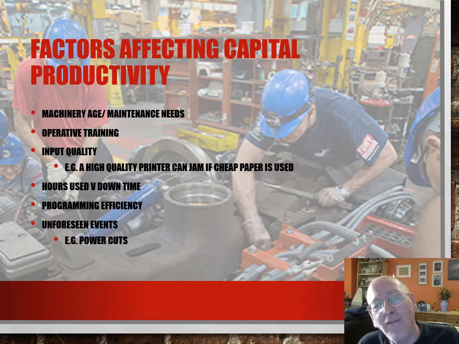If we look at the factors affecting capital productivity, well, one is obviously going to be the type of capital that you are working with, the age of that capital, and the amount of maintenance that capital requires. It's going to depend upon the quality of the operators and how trained up they are. The input quality is important. The example I've given there, you could have a high quality printer, but it will stop working if it jams due to you putting in low quality paper.